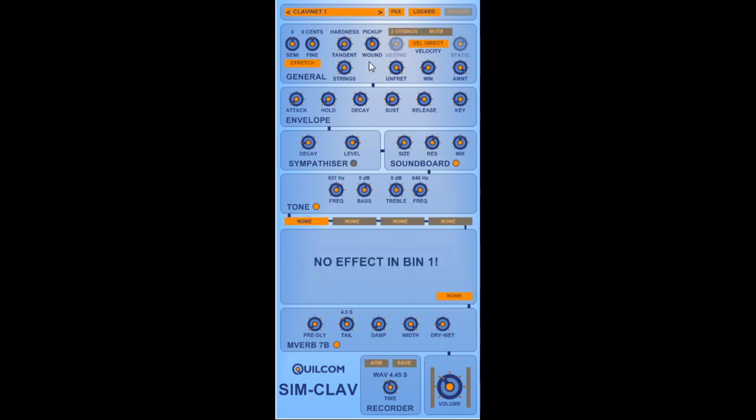So going back to the general panel, which is probably the most interesting, we have three controls here which have a big impact on the timbre of the instrument. The hardness of the tangent, the hardness of the strings, or the tension on them. This knob gives you a range of control over that sound. So very thin for thin strings.